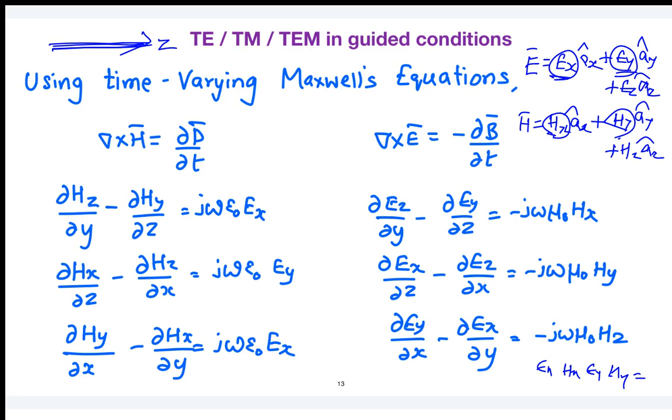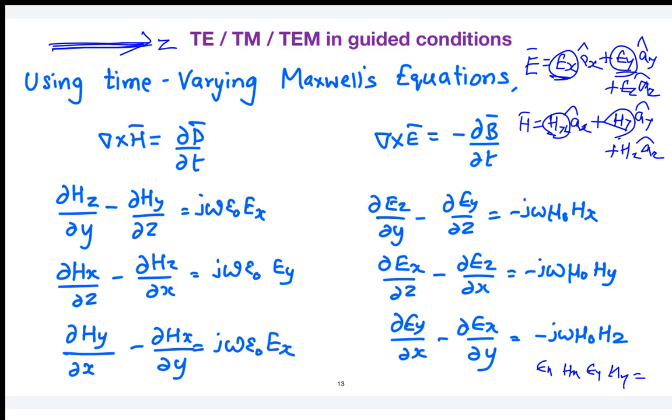Just have a look at the method I have used. I have started with the time varying Maxwell's equations. When you go for the time varying Maxwell equation, you have the curl of H equal to the conduction current plus displacement current.